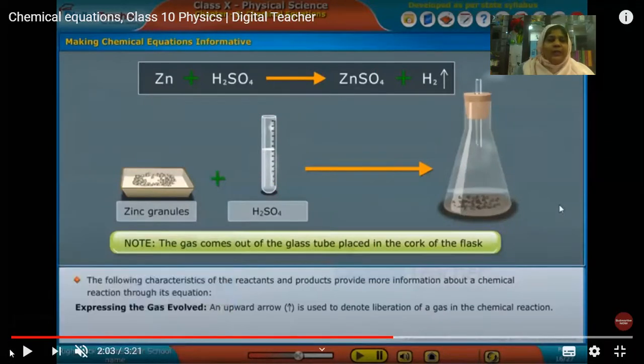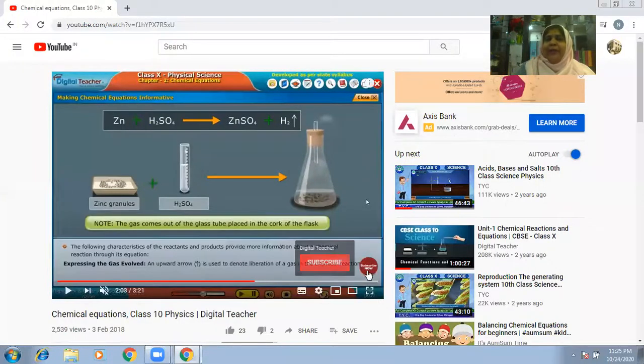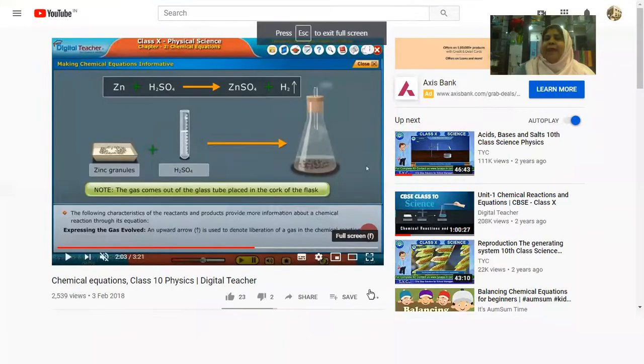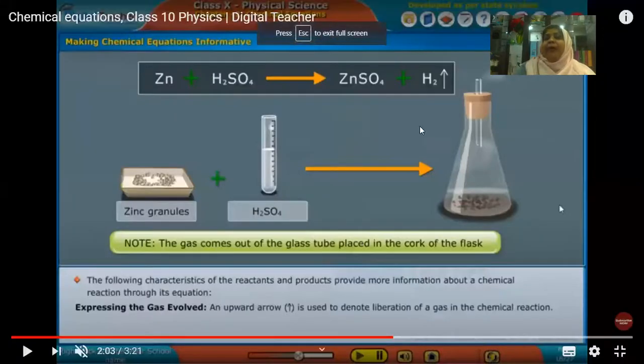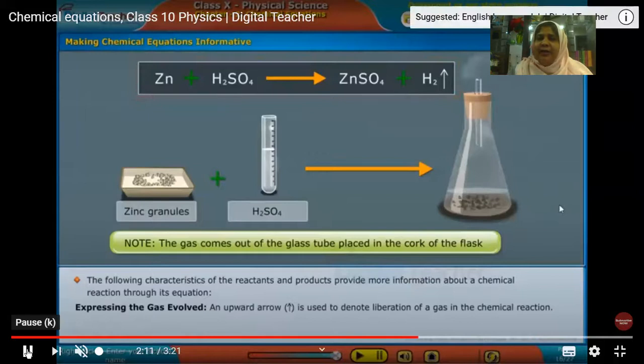So this shows that in this reaction, whenever you see an arrow, these arrows are shown here, that means gas is liberated. If it is in a gaseous form in the reaction, then it is written in brackets as g. But when you see an upper arrow, that means the gas is liberated here. So now you have seen what is an exothermic reaction, endothermic reaction, and gaseous release.